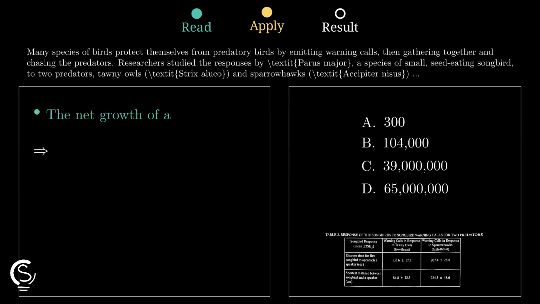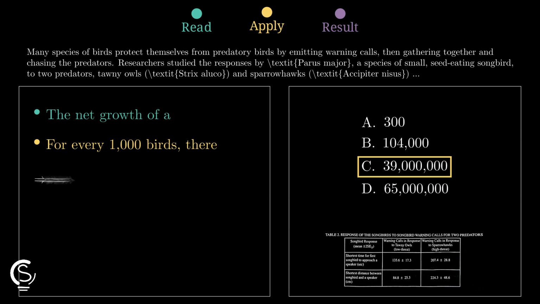Divide 300 by 1,000 to find the per capita growth rate of 0.3. Finally, multiply the 0.3 rate by the total population of 130 million birds to get 39 million. Option C is correct.